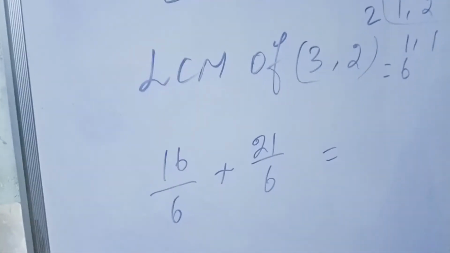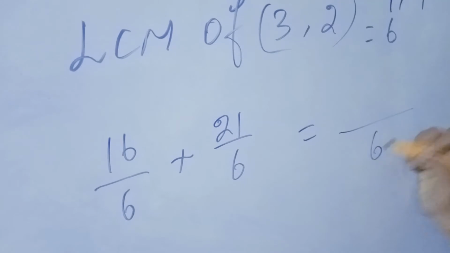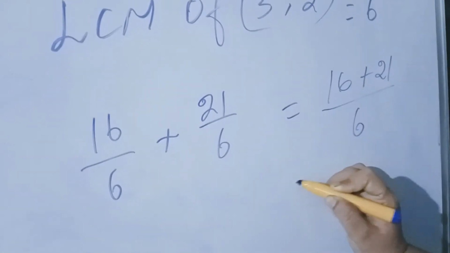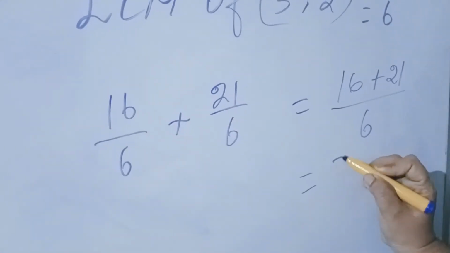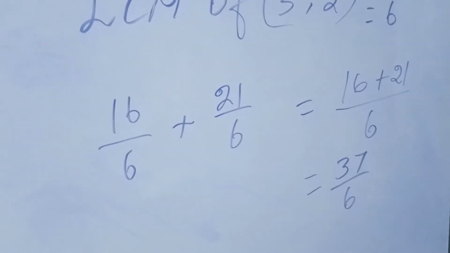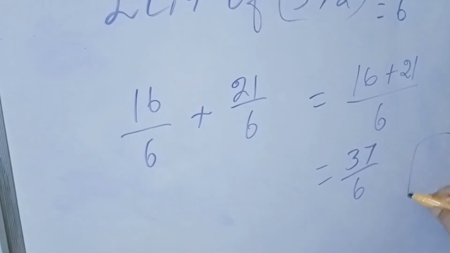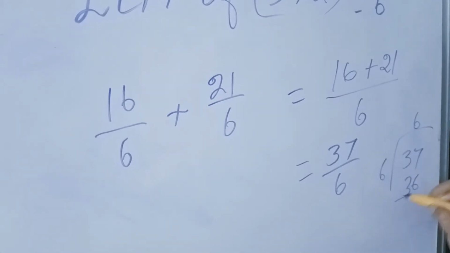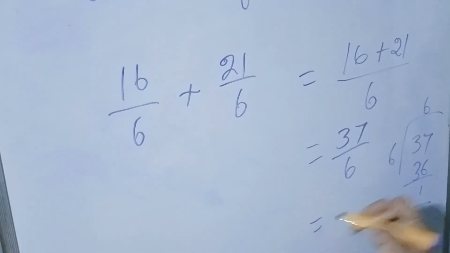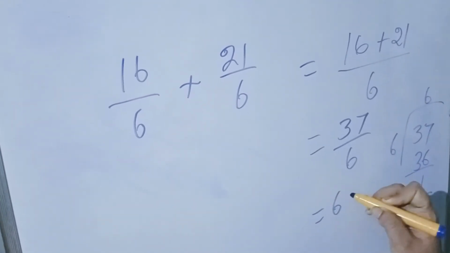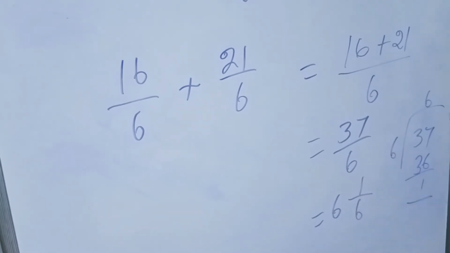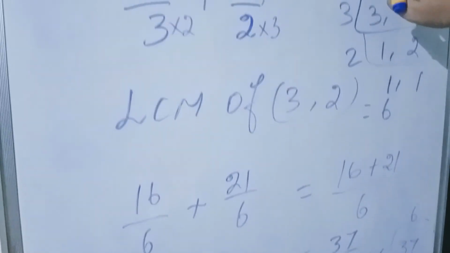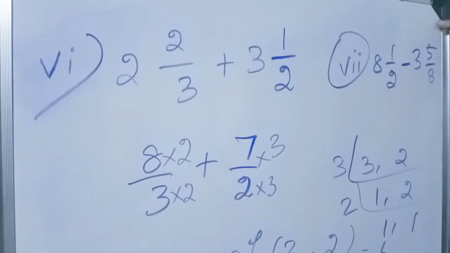Okay. Now this is like fraction. As usual I can add, 6. Then 16 plus 21 is equal to 37 by 6. Okay. Now we can change this into mixed fraction. 37 by 6. 6 6s are 36. Remainder 1. Okay. As usual, quotient, remainder by divisor. Okay. This stands.